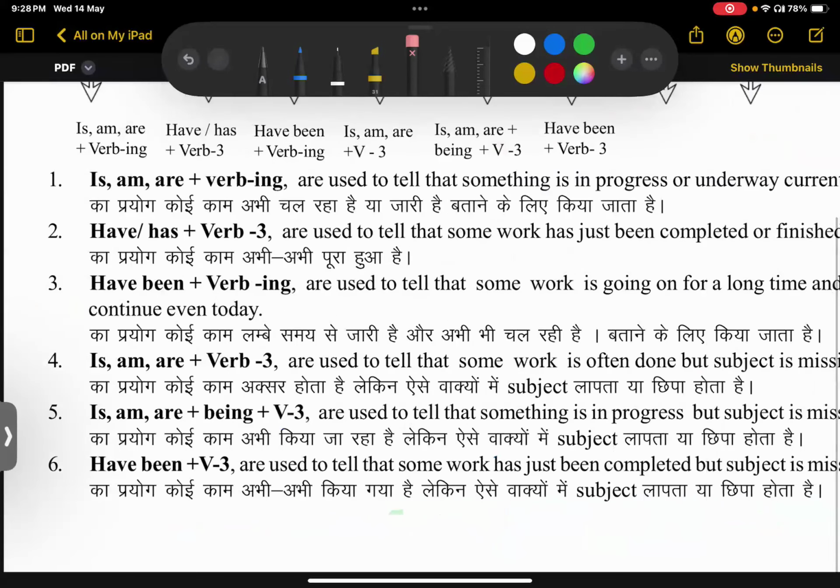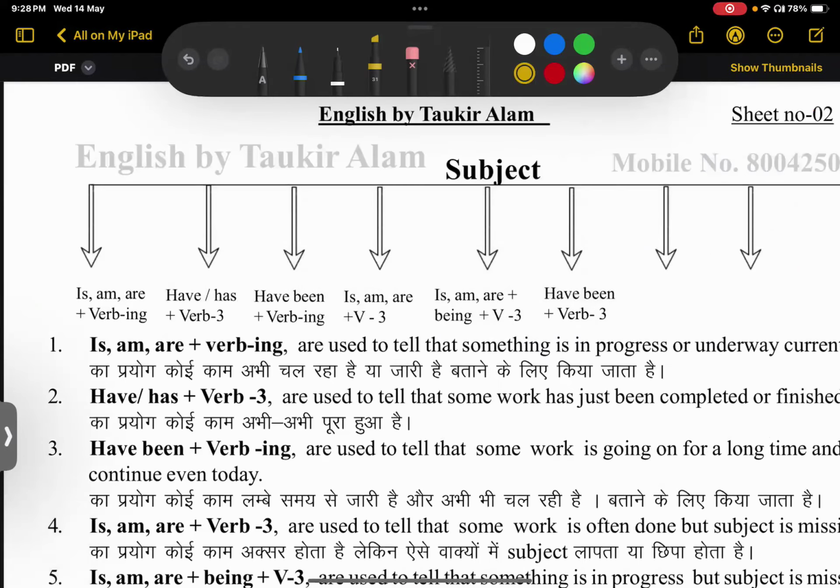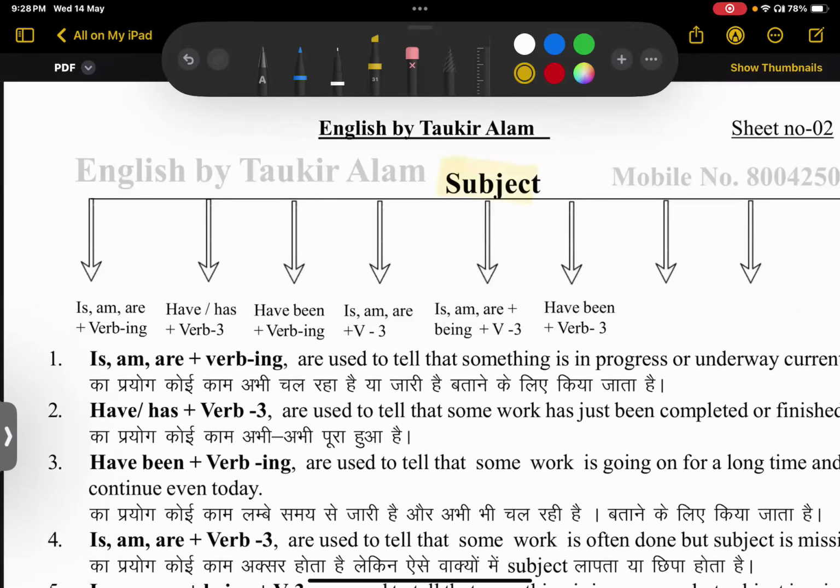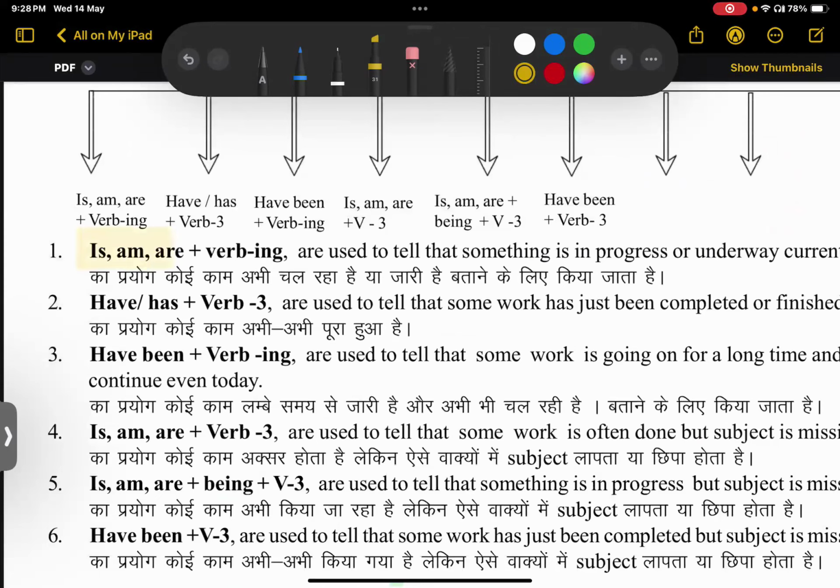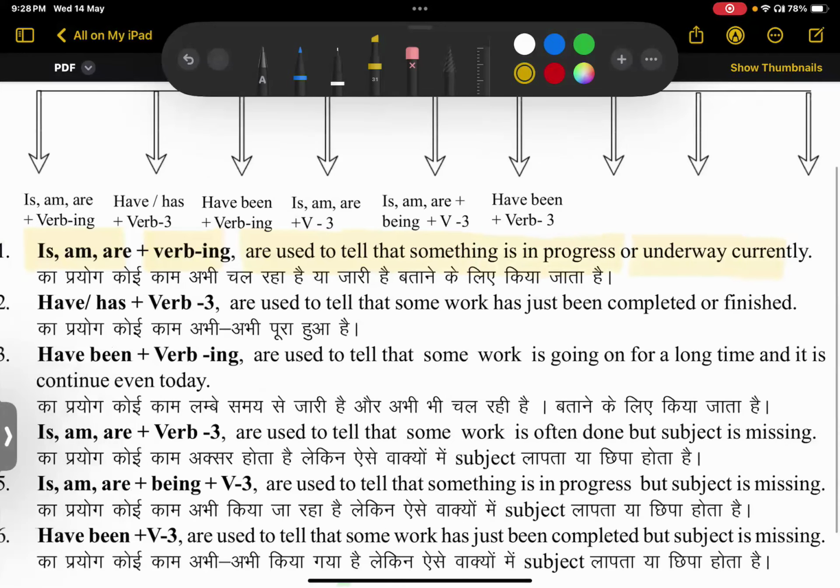I'm going to teach you the last structure, okay? Because you have 2 minutes. After 2 minutes, we will go for conversation. Well, dear student, after the subject, if you speak is/am/are plus ing form, these are used to tell that something is in progress or underway currently.